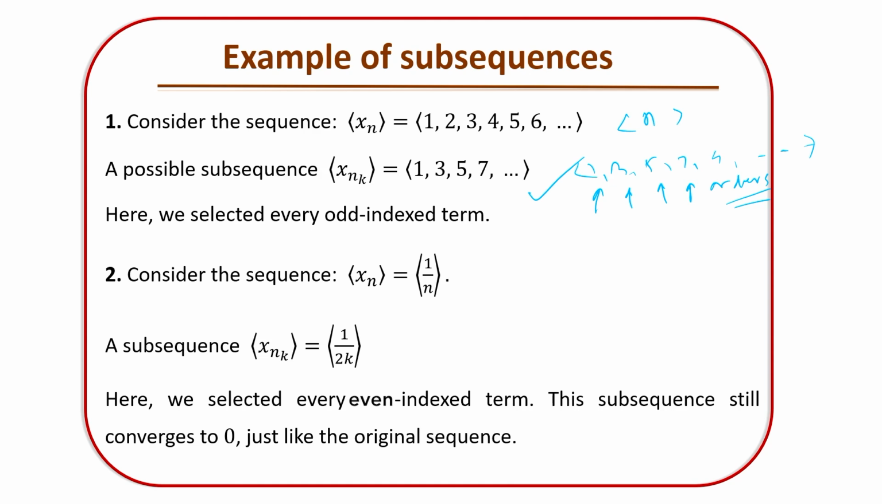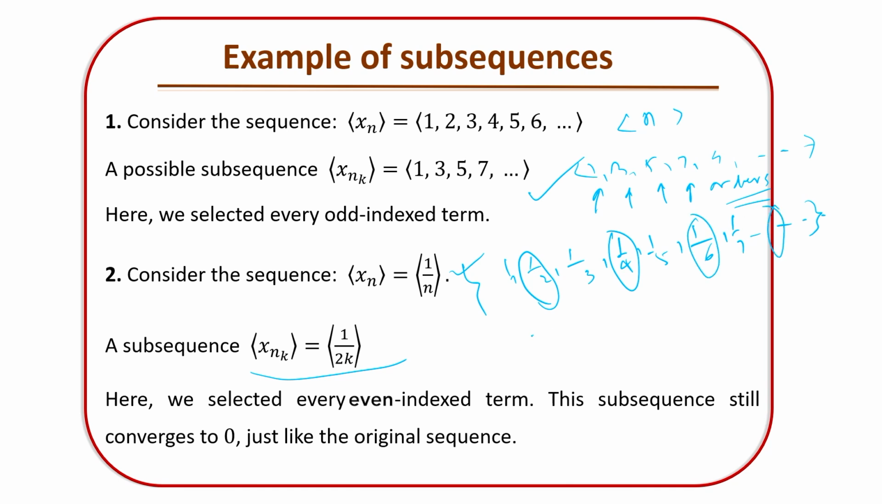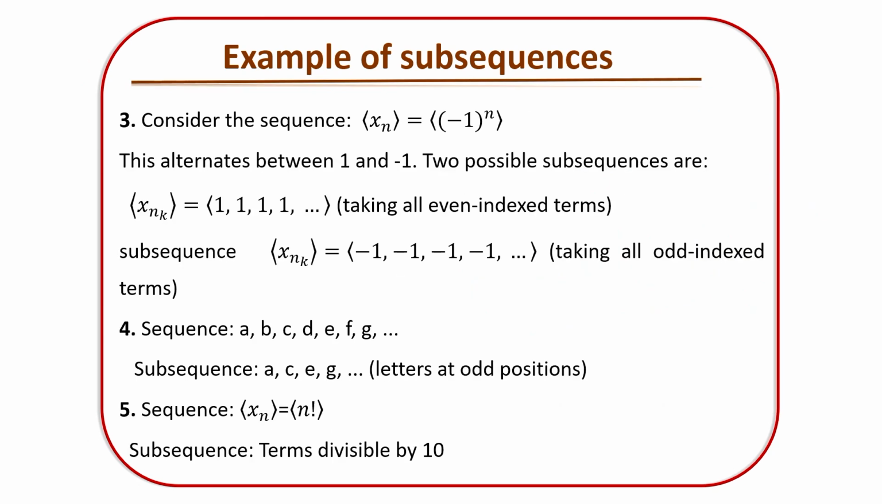Now consider 1/n, as we have already done this, and look at the subsequence x_{1/2k}. So you are looking at 1, 1/2, 1/3, 1/4, 1/5, 1/6, 1/7, and so on. This is a sequence, and you are looking for the terms at even positions. So the even position terms make this subsequence. So 1/2k is a subsequence of 1/n.